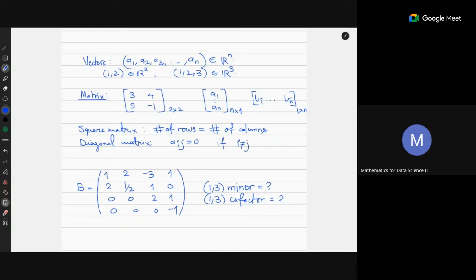And then we saw a scalar matrix, which is a diagonal matrix with all ii entries being the same number r and the ij entry being 0 if they are not equal. Okay. And then we also saw the identity matrix.